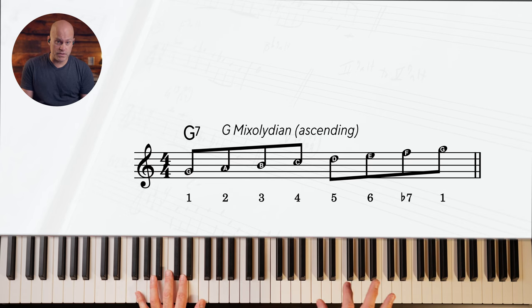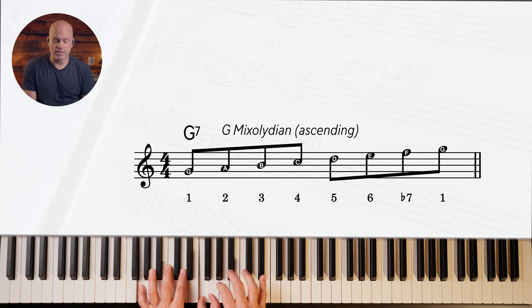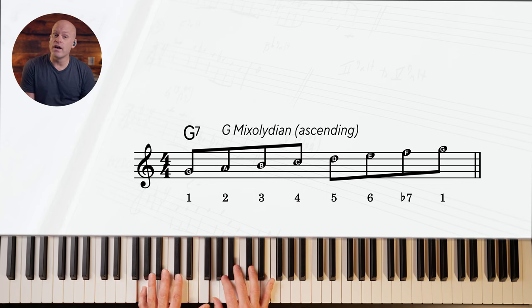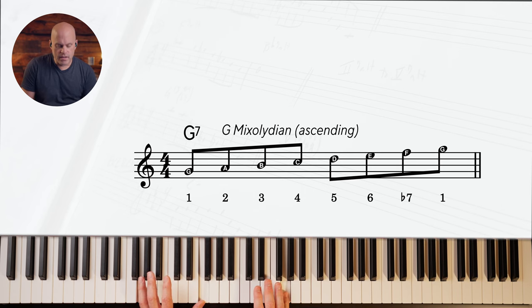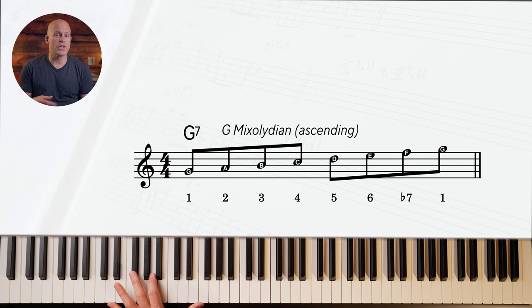There are no altered extensions. There's a natural 9, natural 13, and a natural 11. 1, 2, 3, 4, 5, 6, 7, 1, or 1, 9, 3, 11, 5, 13, flat 7, 1. What I'm going to do now is play these in the context of a 2, 5, 1, just so you can hear each one. So here's what the Mixolydian would sound like in C major with no alterations.